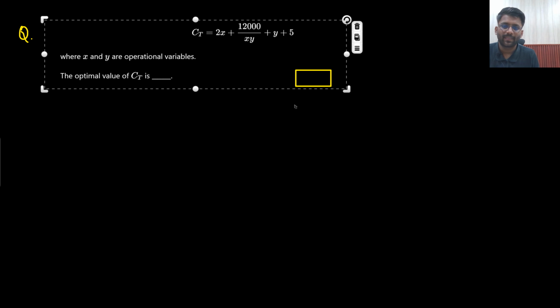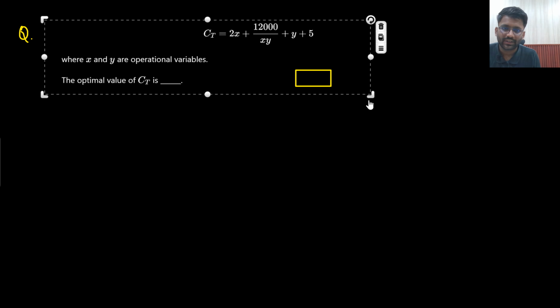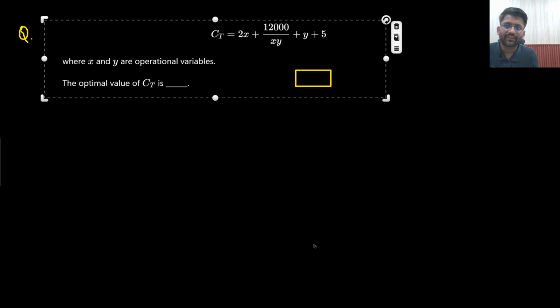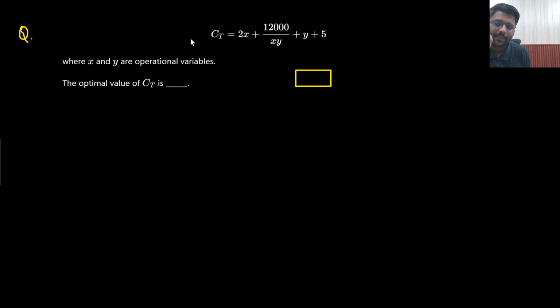What we need to find out? Here, what is given? Ct is given. X and y are operational variables. You need to find out the optimal value of Ct. That means Ct is the cost actually. This is the cost to a company. So you would want the cost to be minimum always. So this question is half written.